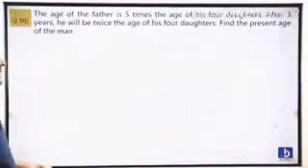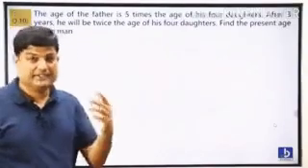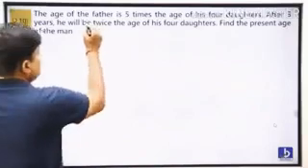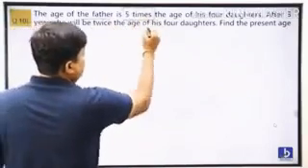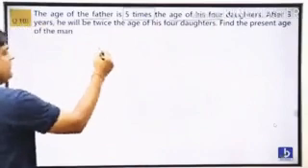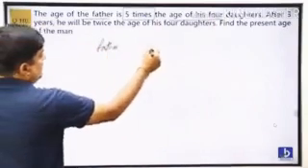Listen, this kind of question will also be given to you. What is this question? Listen here. The age of the father is 5 times the age of 4 daughters. So here we have the father. Here we have 4 daughters.